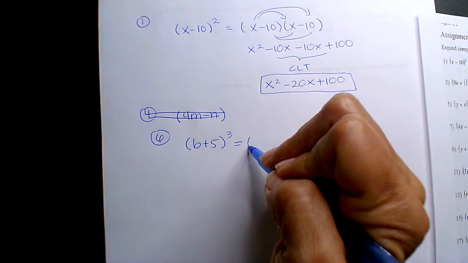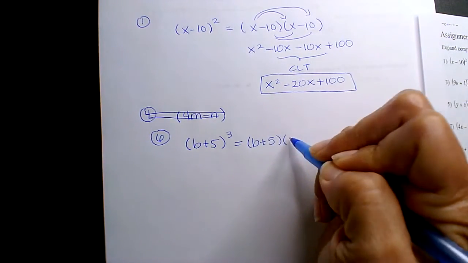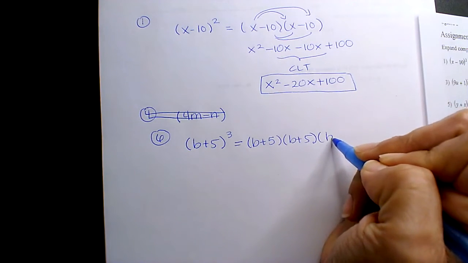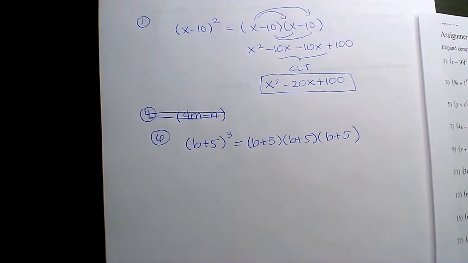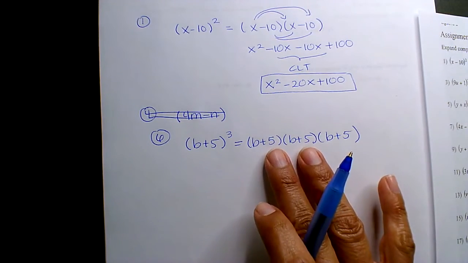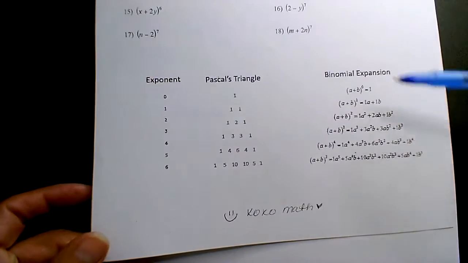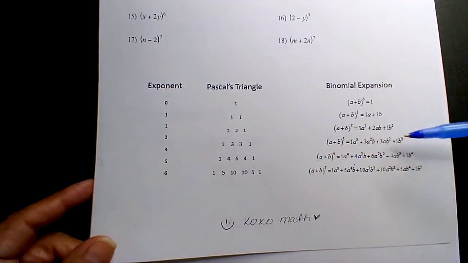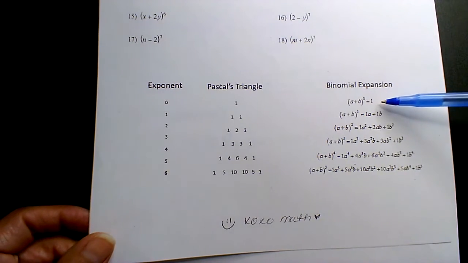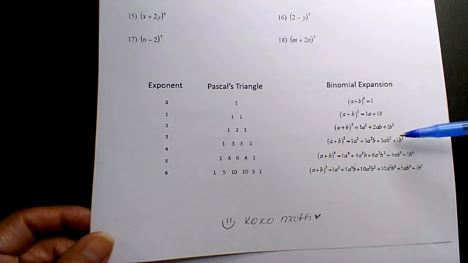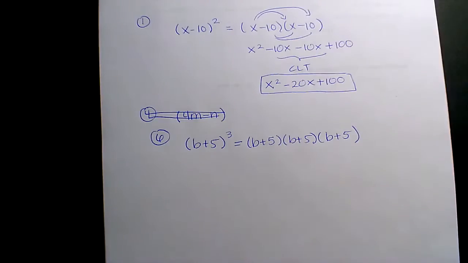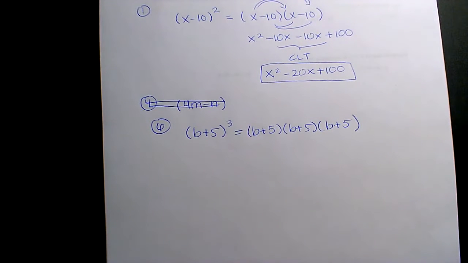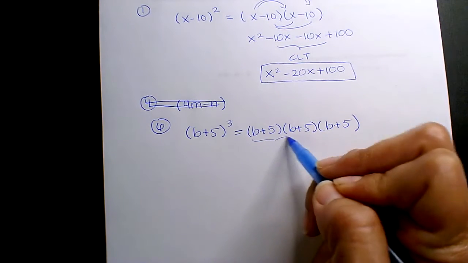B plus 5 cubed means that there are 3 of them, right? Yeah? So you're going to expand 2 at a time. Now, we're going to go over Pascal's triangle tomorrow. We'll go over this because it's better if you have a few of them expanded out, and then we can go through it. So we're going to expand it out first by hand. All right, so I'm going to take the first 2 first.